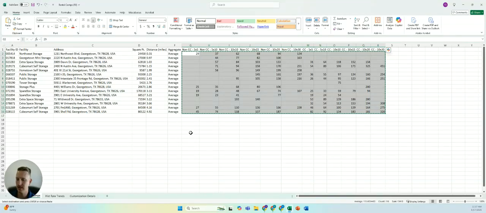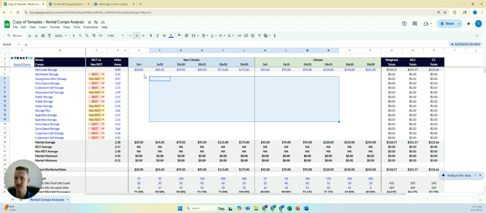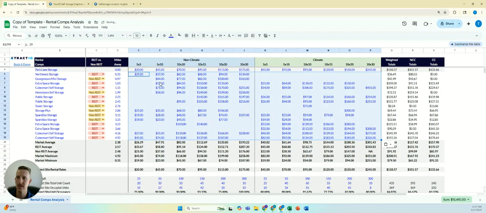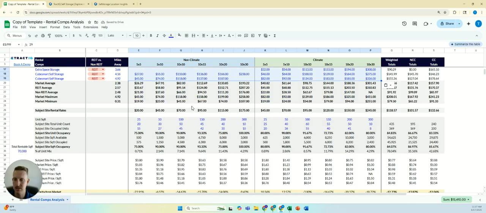And this is what we have here. And I'm literally going to copy the data, and we'll flip back to the analysis tool, and I'll paste it right into our tool. And now we can start diving into some analysis.